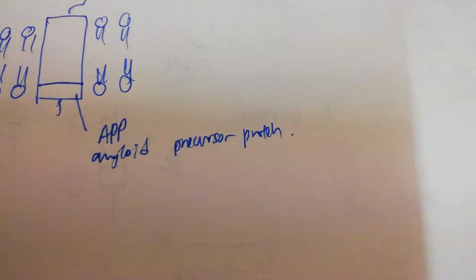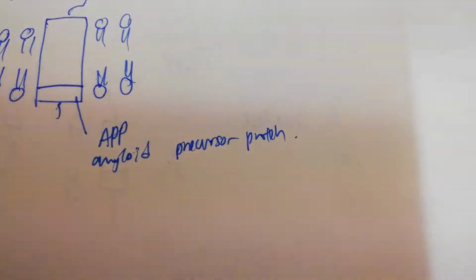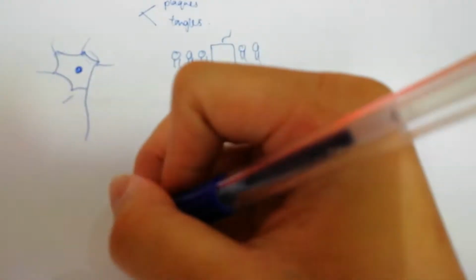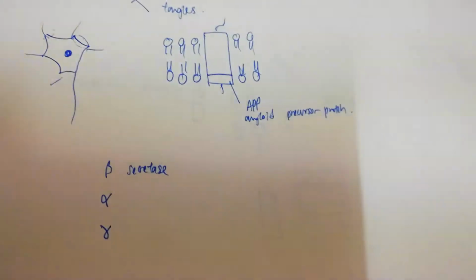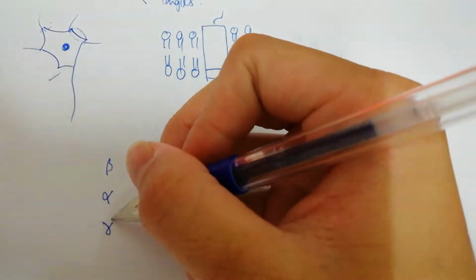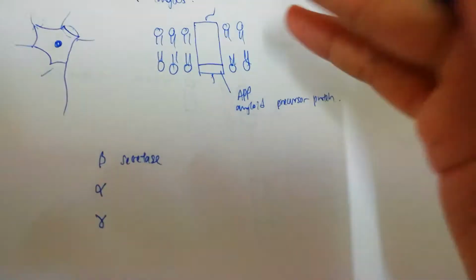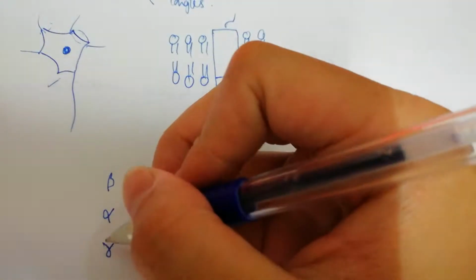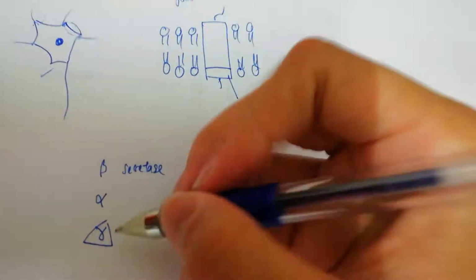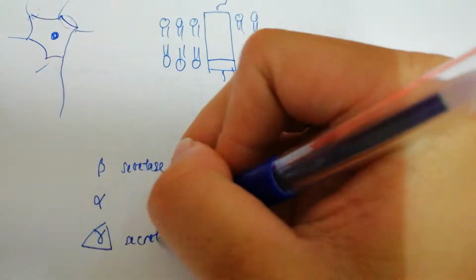So who is going to break down the protein? It is the enzyme. In this case, we have secretase as the enzyme to break down this particular protein. And we have three types of secretase, namely beta, alpha, and gamma. Okay, so gamma is a very important enzyme because it can be found anywhere and it is going to work with any of the secretases in any of the conditions. So this is a very important enzyme, gamma secretase.